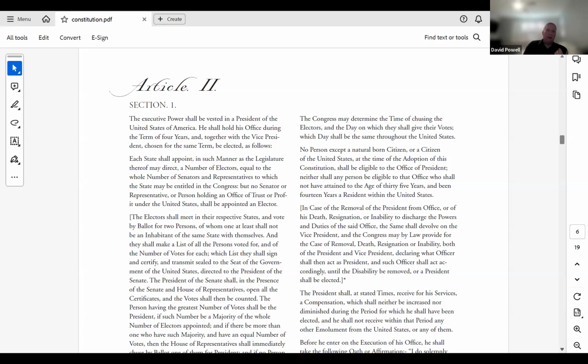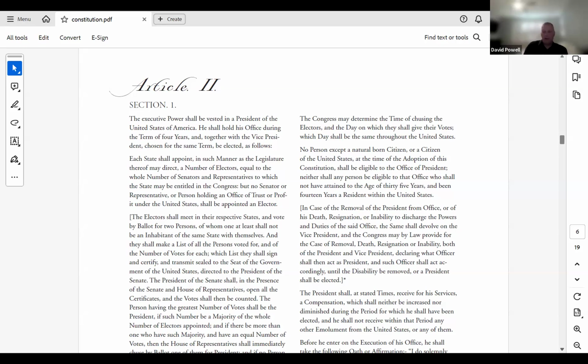So what happens then if no one gets a majority of the votes in the Electoral College? It has happened in the past. When that happens, the election then goes into the House of Representatives. In the House of Representatives, each congressional delegation gets 1 vote. So it's not one person, 1 vote. It's each delegation gets 1 vote. And then the House selects the president, and then the Senate selects the vice president.